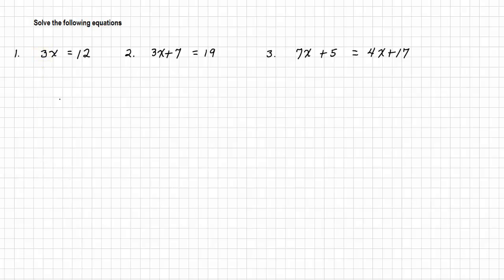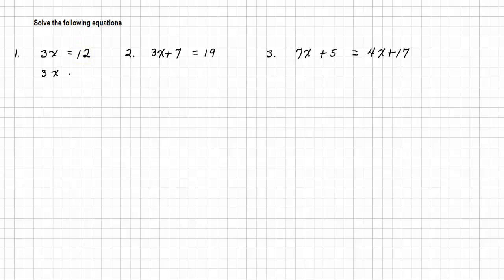In order to solve this equation, the idea is to get the x on one side of the equation by itself and then get the constant on the other side. Whenever I solve these equations, I like to get the x's on the left-hand side. In this first example, you can see that that's already the case. We have the term with the variable 3x on the left-hand side and the constant 12 on the right-hand side.